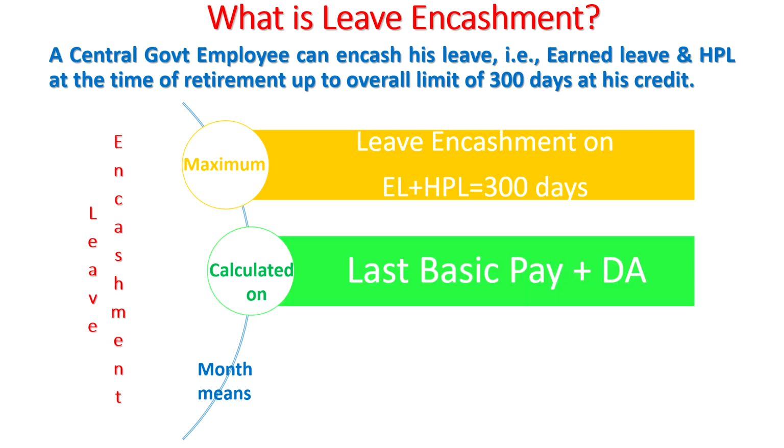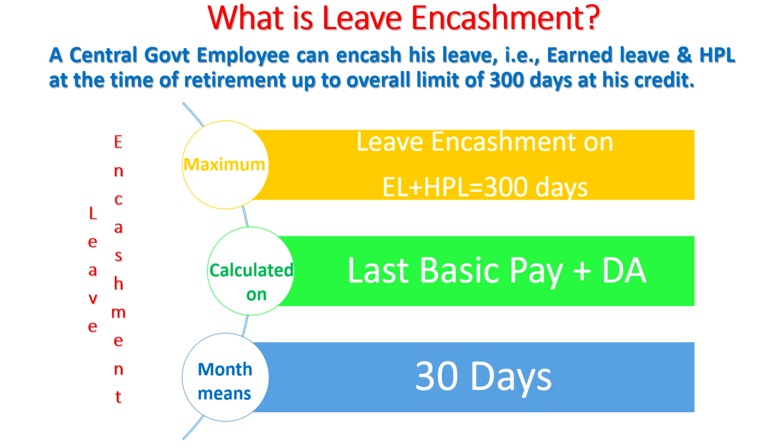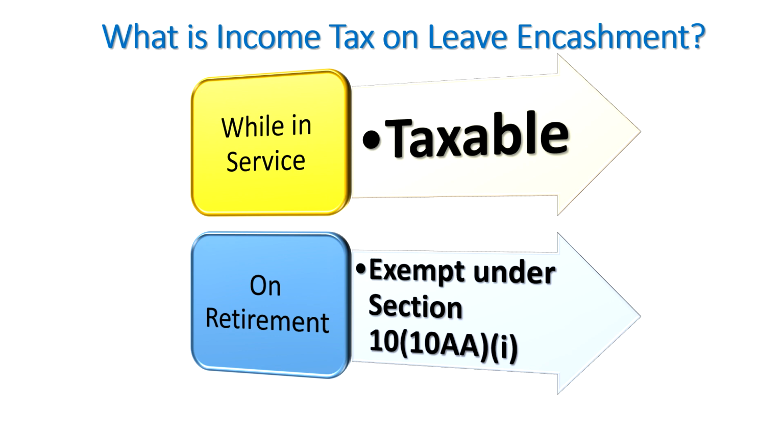It is calculated based on the last basic pay plus DA. That means the DA component is also included while reckoning the leave encashment. And a month means 30 days for the calculation of leave encashment. These are the important points. And what is the income tax on leave encashment? While in service it is taxable, and on retirement it is exempt under section 10(10AA)(i) of the Income Tax Act.